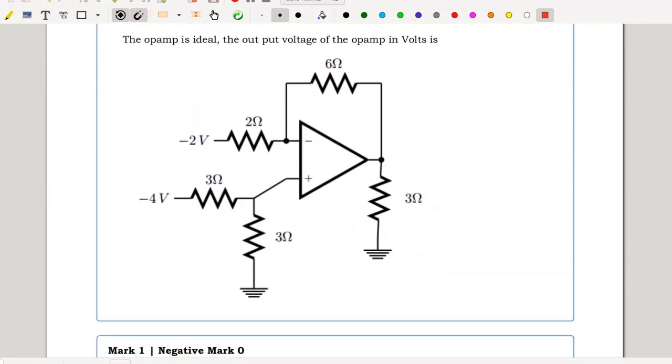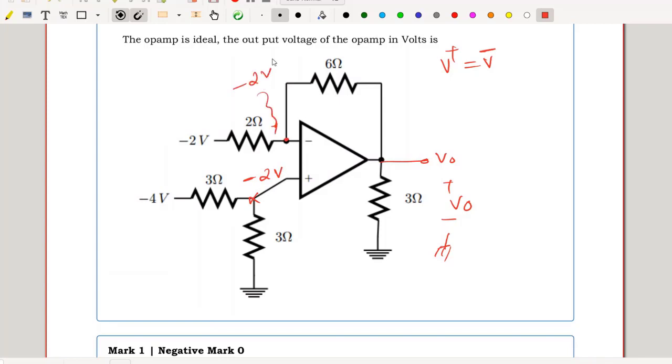Question number 9. The op-amp is ideal. The output voltage of the op-amp in volts is. This voltage V out is evaluated with respect to ground. The op-amp is connected in negative feedback mode, hence V plus equal to V minus. So V plus can be easily obtained: minus 4 by 2, minus 2 volts. This potential is at minus 2 volts.